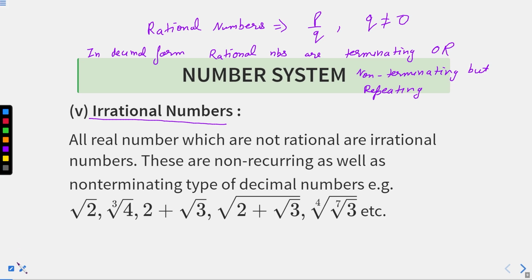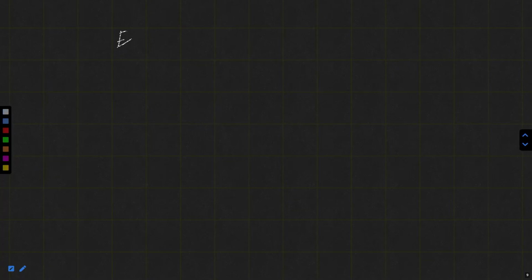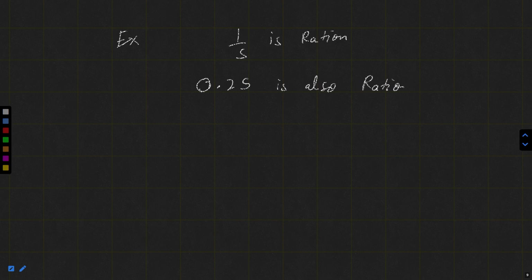Okay, so for example, 1 by 5 is rational. Now let's take a decimal form. So 0.25 is also rational. 0.2222, where the 2 is repeating forever, is also rational.